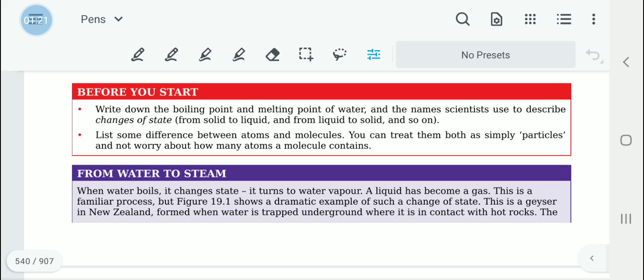Then boiling points, boiling, freezing, melting, etc. Those things you need to know. Then atoms and molecules, what they are and how particles behave. Then examples for particulate nature of matter. So those things you need to know. Then when water boils, it changes its state. It turns into vapor. Then a liquid has become gas. Then you know that we can say it as evaporation.